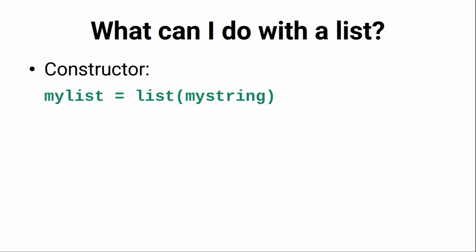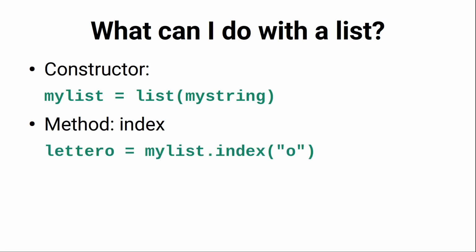There are a bunch of methods you can call on a list to get information about it or change it in some way. Say you wanted to find the O in hello. We could just call the index method, which returns the index of the first element that matches the argument you pass. Let's try it out in the shell.